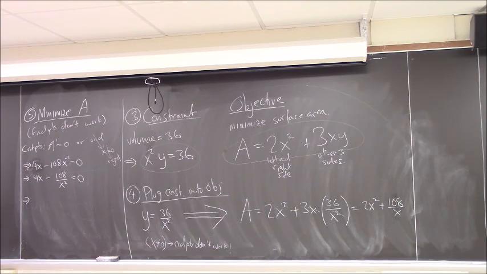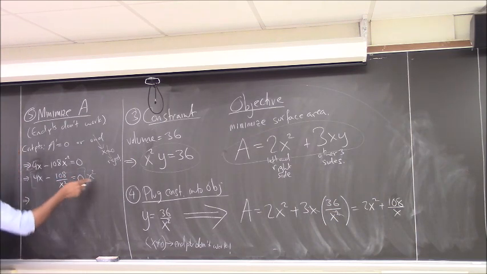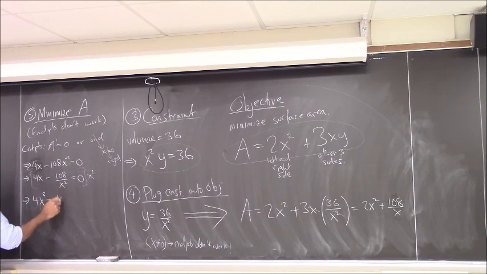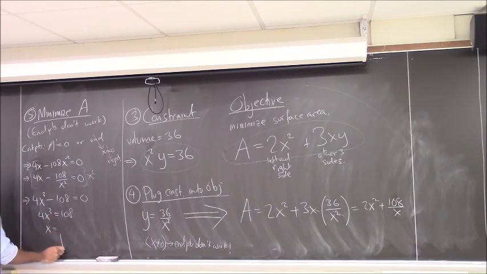Can you bring the 108 over x squared to the right side? And then multiply by x squared. You could even multiply x squared in the beginning. X squared times this is 4x cubed. X squared times this is 108 equals 0. And so I have 4x cubed equals 108. And so x is basically the cube root of 108 divided by 4.